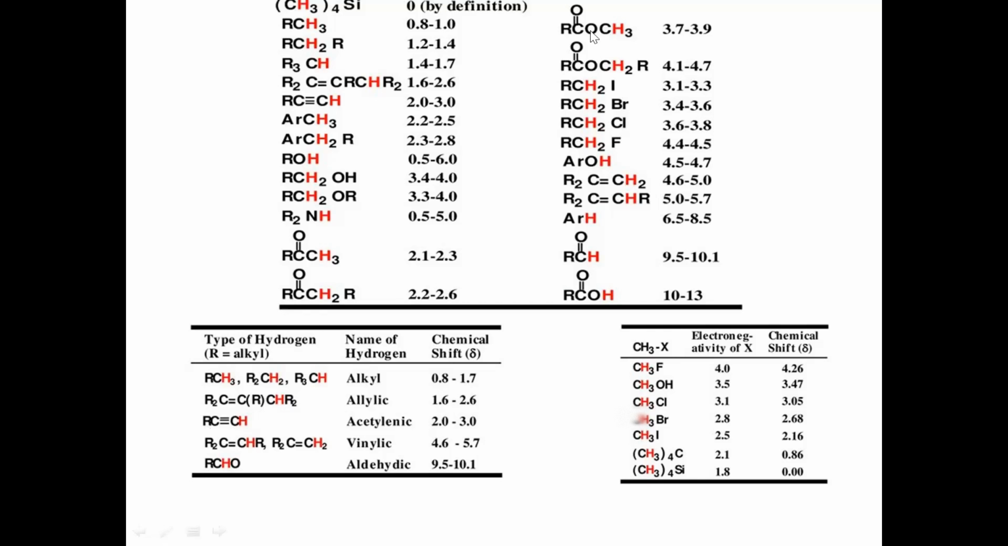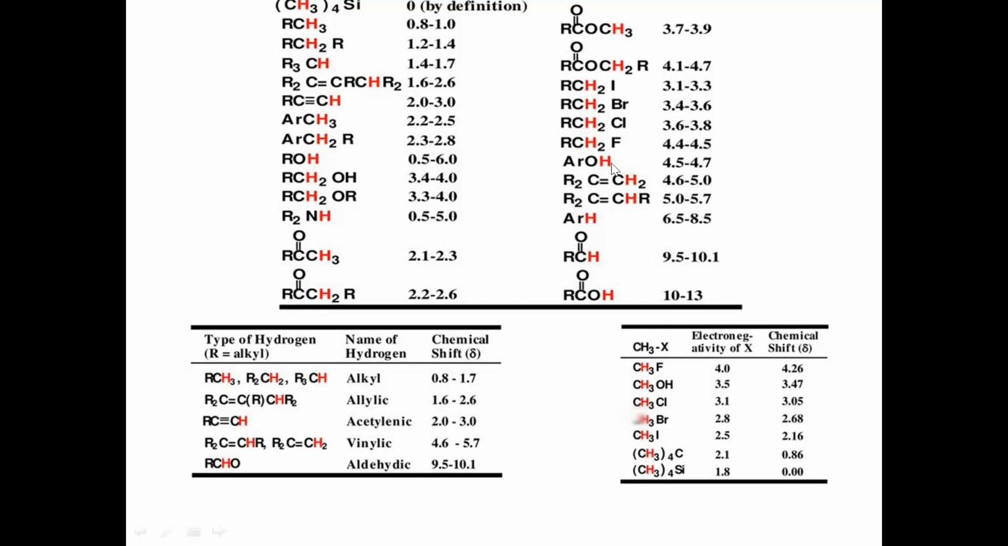Again, this is very important. If you see RCH2I, RCH2Br, RCH2Cl, and RCH2F, in the case of RCH2F the delta value is more enhanced as compared to iodine. This is due to the electronegativity effect. When electronegativity increases, the delta value shifts to the downfield region, or you can say the deshielded region.